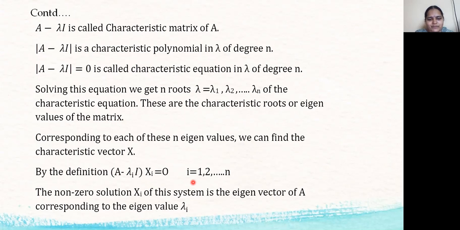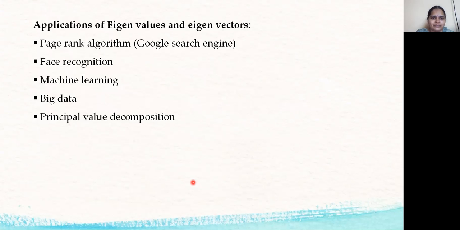So this is the way of finding the eigenvector corresponding to an eigenvalue. And we find the eigenvalues by taking determinant of A minus lambda I equal to 0. Solving it, we get all the eigenvalues, and for each eigenvalue, we can find the eigenvector by taking A minus lambda I into x equal to 0. So this is the definition and the method of finding the eigenvalue and eigenvector.